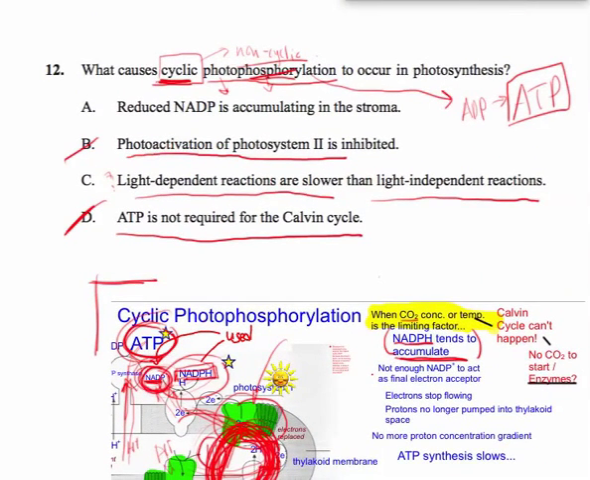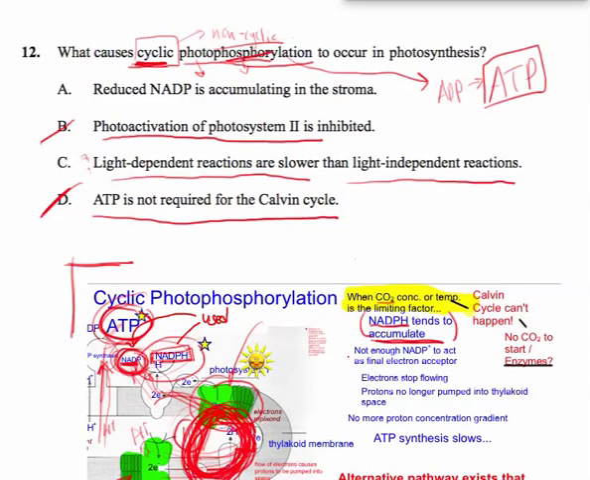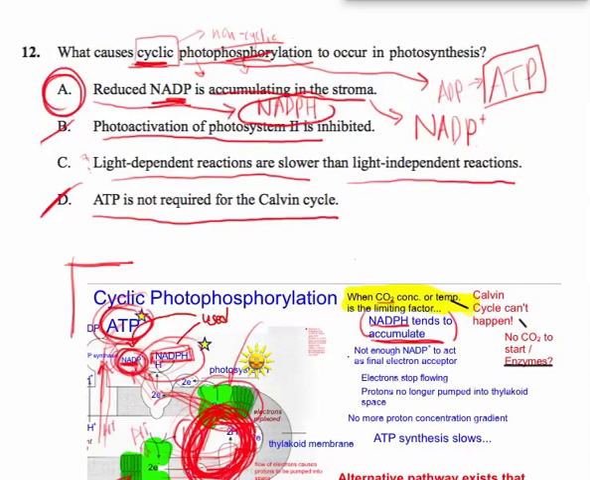And so if you end up looking at all these answers here, the best answer you're going to end up with still is reduced NADPH, which becomes NADPH. That's the reduced form that they're talking about here, is accumulating in the stroma. It's not being converted back into this NADP+, which we need to actually accept our electrons. So that's why A is going to be the best answer.